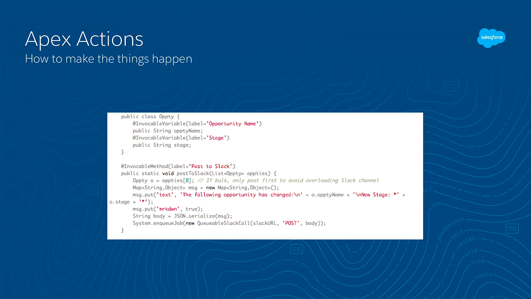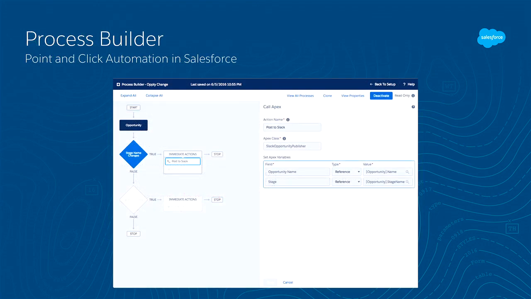This invocable variable annotation is really important, and this invocable method annotation is really important here as well. These are the things that we put on our Apex class to tell Salesforce that we want to make sure this is available to the actions framework. And there's the code. The code's in the workshop stuff as well.